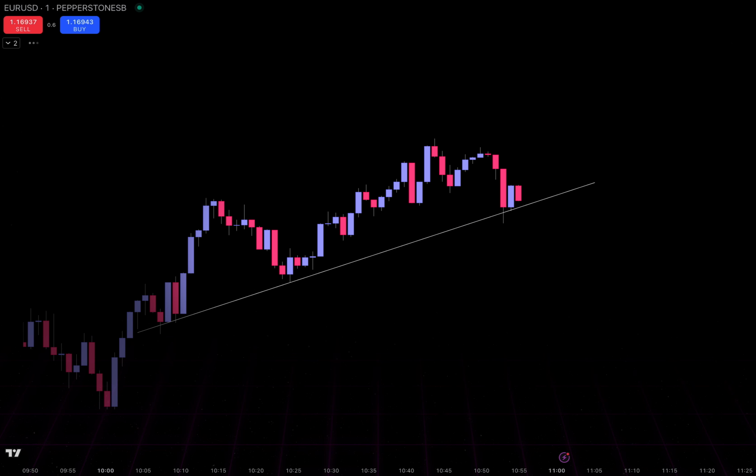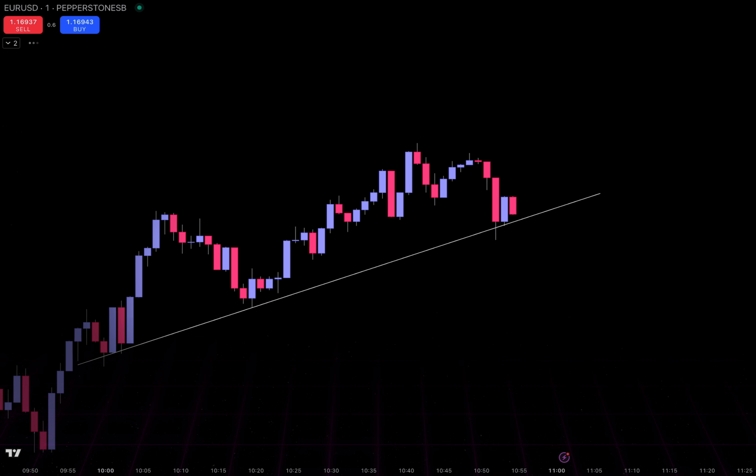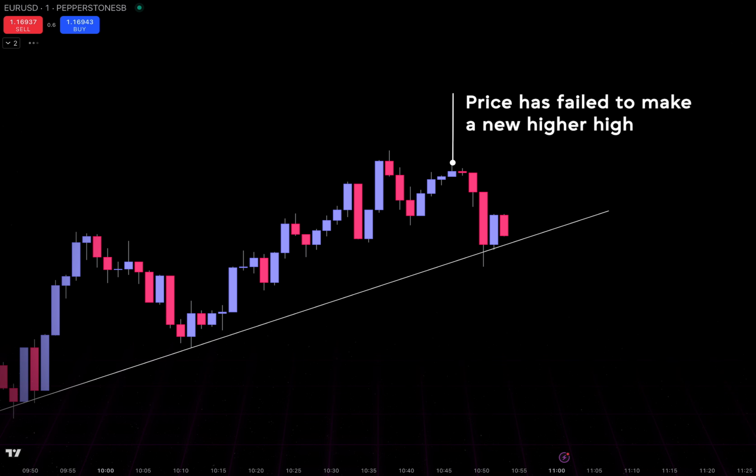Okay, so returning to our Euro USD trading example, you can now actually observe how the market price clearly failed to create another higher high right over here. What this tells us is that the bullish momentum is significantly weakening. They did not manage to go higher, and sellers might soon take control of the market.